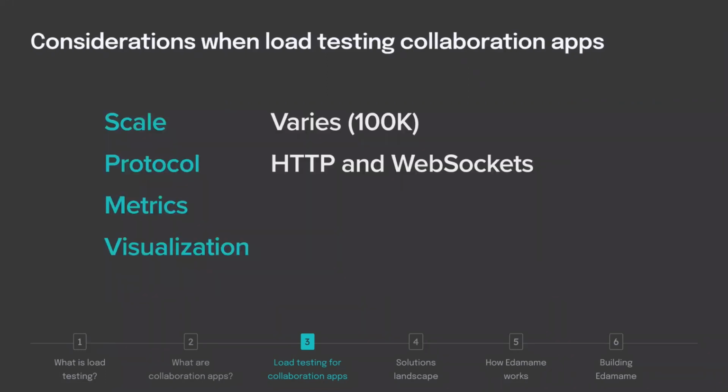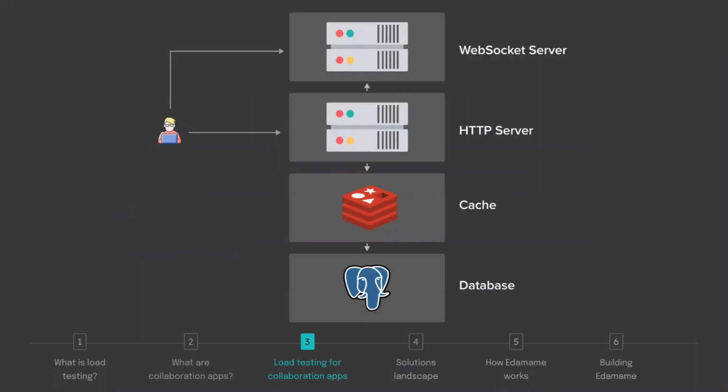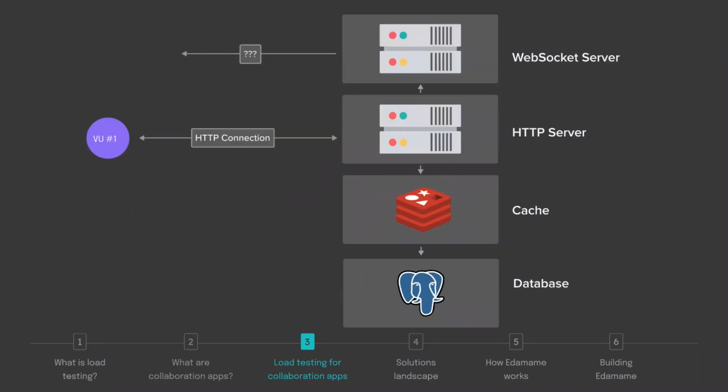The second consideration is protocol. What's the best way to simulate collaboration app users? In this case, the load tester should simulate both HTTP and WebSockets because this is how collaboration apps communicate with clients. Collaboration apps are typically built with separate services, one to deal with HTTP traffic and one to deal with WebSocket traffic. If a load tester relies on sending out HTTP requests alone, as in our earlier example of the HTTP benchmarking tool, this won't test the entire system.